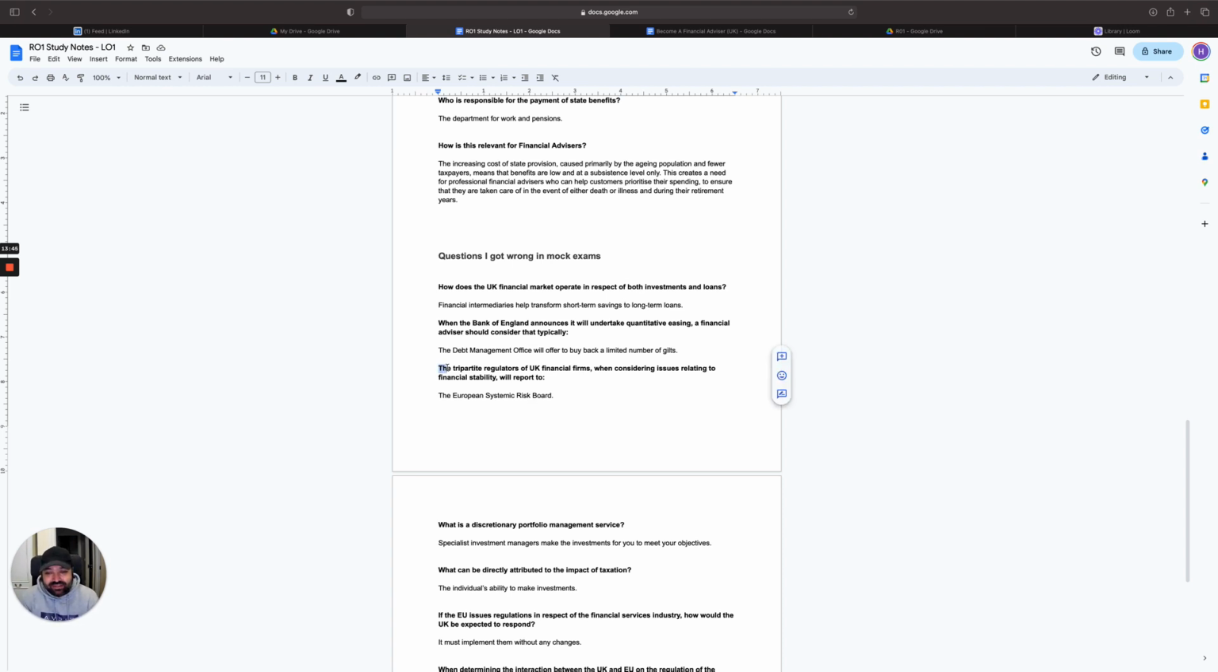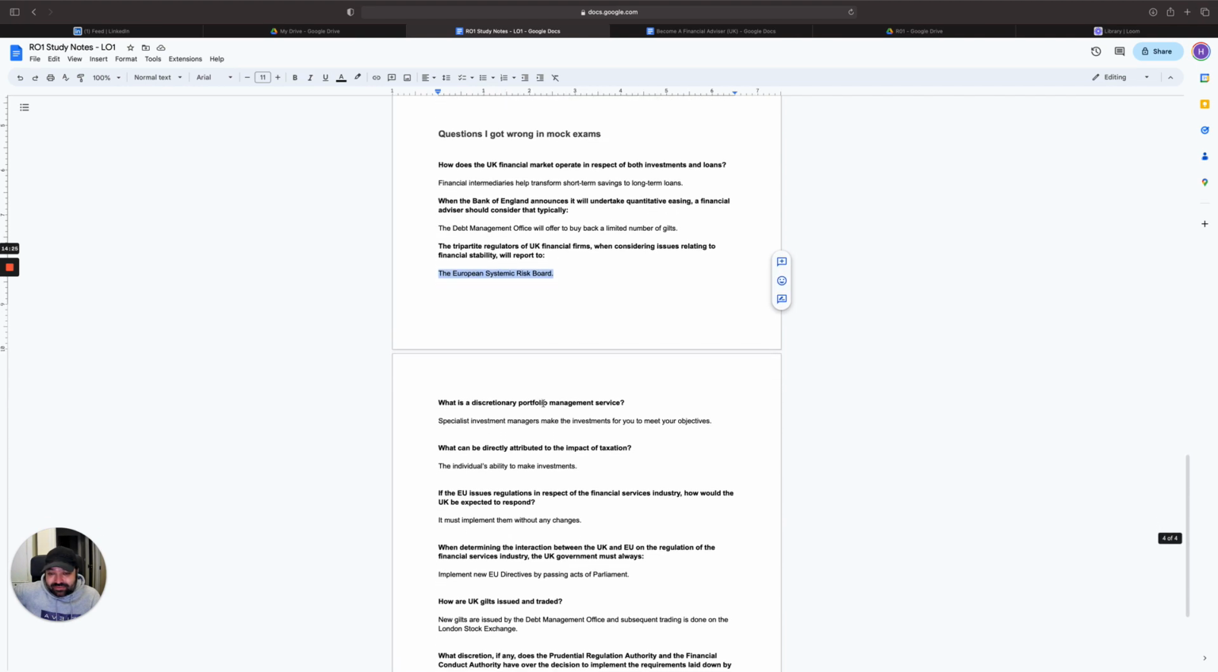So the next question that I got wrong was, the tripartite regulators of UK financial firms, when considering issues relating to financial stability, will report to the European Systemic Risk Board. So there was a few of these things that I was unsure about because of Brexit, right? Some of the study texts that I had on some of the past exam papers were obviously 3 years old, and I was thinking maybe something's changed when it comes to Brexit, but apparently not much has changed. So the European Systemic Risk Board.